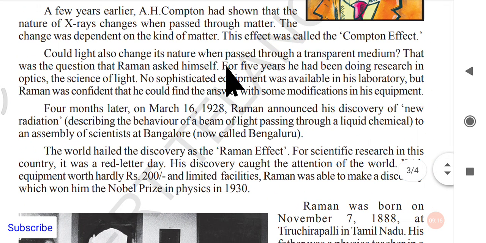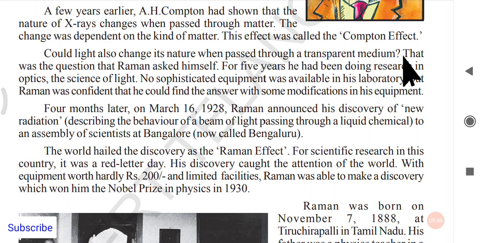So could light also change its nature when it passes through a transparent medium? Yes or no? For example, if you hold a torch in your right hand and put your left hand across the light that is passing, of course the hand stops the light. But take a transparent paper and put the light through it. Does the light stop there? No, it passes through the transparent paper.